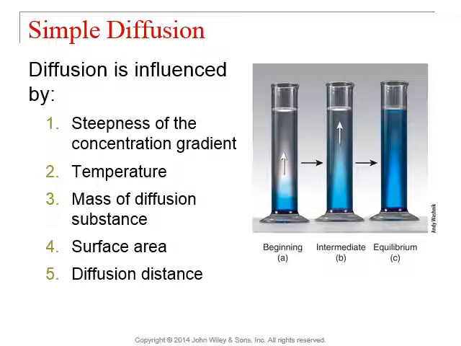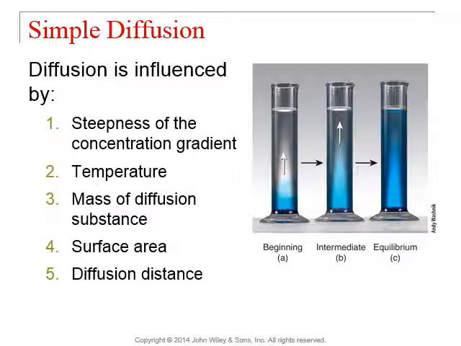The first type of passive process we're going to look at is simple diffusion, and there are certain factors that will influence how quickly diffusion can occur. Number one, the steepness of the concentration gradient. Naturally, the greater the steepness, or the greater the change between the initial concentration on one side of the plasma membrane versus the other, the more it can speed things along. So the steeper it is, the faster the process of diffusion will occur.